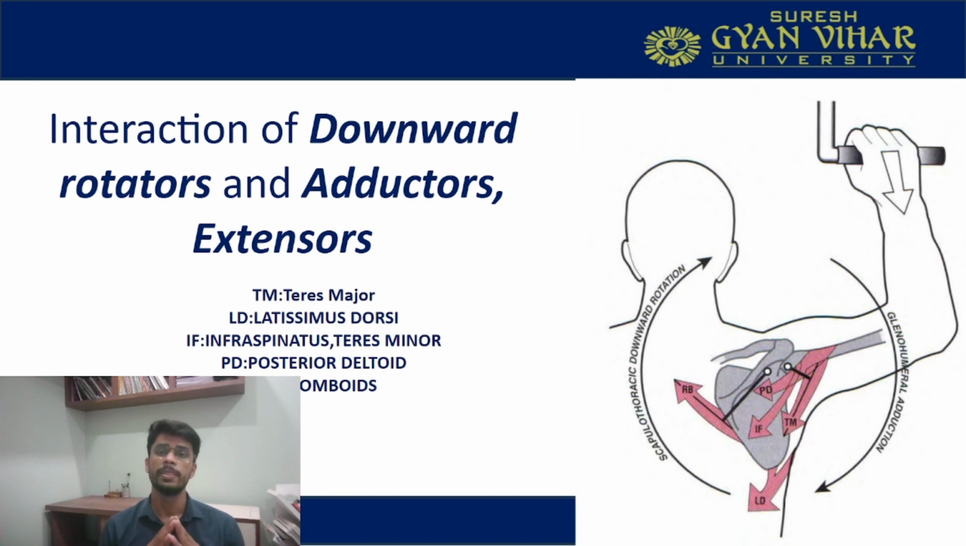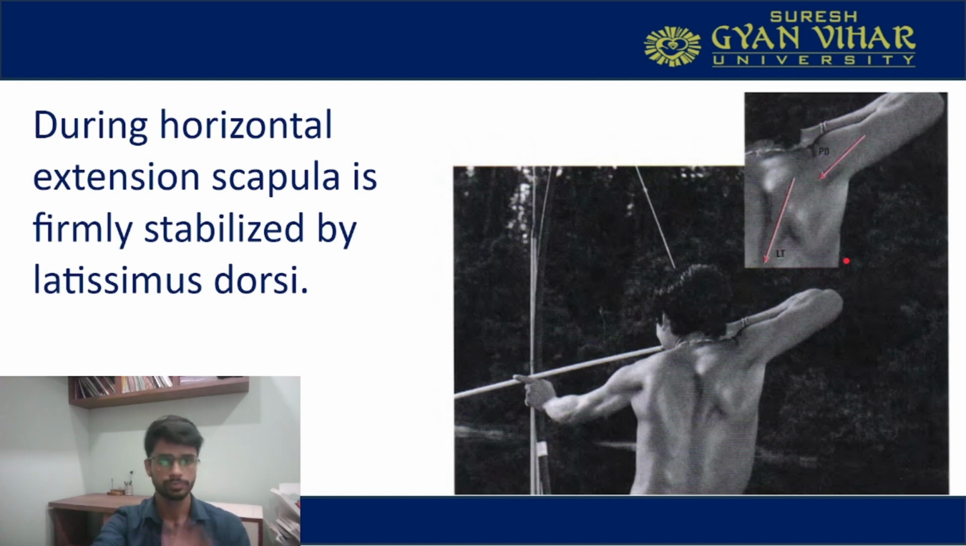When we saw the abduction or elevation of the arm, we studied the force couple of the upward rotation, formed by the upper trapezius, lower trapezius, and the serratus anterior. There is a force couple for the downward rotation also, formed by the adductors and extensors. This is your teres major line of force, and this is the line of force of latissimus dorsi. This is the line of force of rhomboid major and rhomboid minor. This is your posterior deltoid, and this is the line of force for infraspinatus and teres minor. These forces combine and cause the downward rotation of the scapula. This is the force couple of the scapular downward rotation.